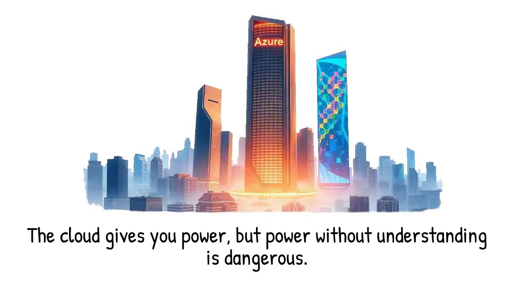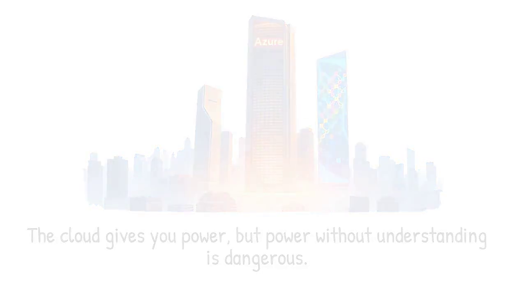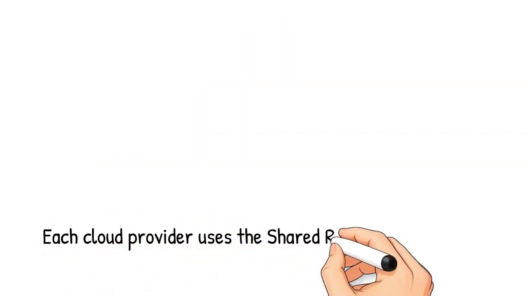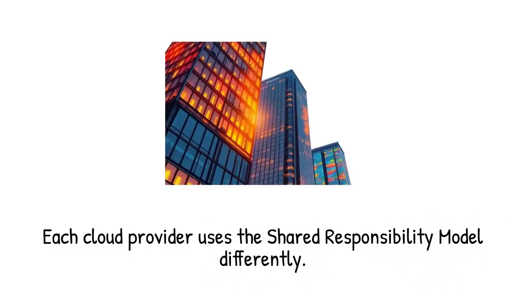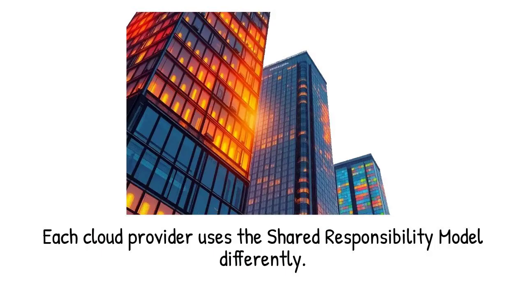The screen transitions from the dramatic opening of Part 1 into a smooth, futuristic animation of 3 massive skyscrapers rising from the ground, each one glowing with a different color. Orange for AWS, blue for Azure, multicolor for Google Cloud. Narrator: Every cloud provider follows the shared responsibility model, but each one implements it differently, and these differences matter more than most people realize. The camera zooms into the first skyscraper.